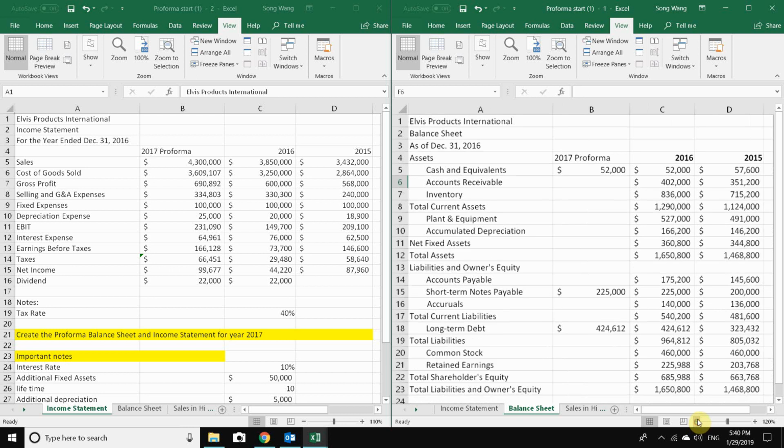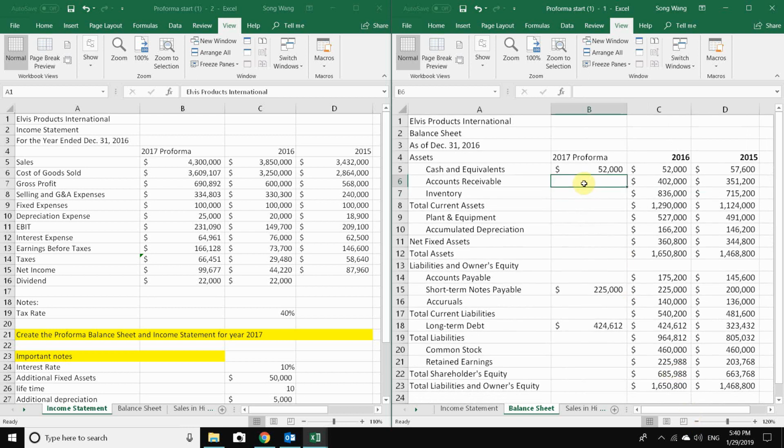Okay, so why do I need to do this? Because if I calculate the accounts receivable for the pro forma year, then I will keep using the sales in the income statement in another sheet. So I just don't want to transfer from one sheet to another. That's going to be very messy. So here is how it should go.